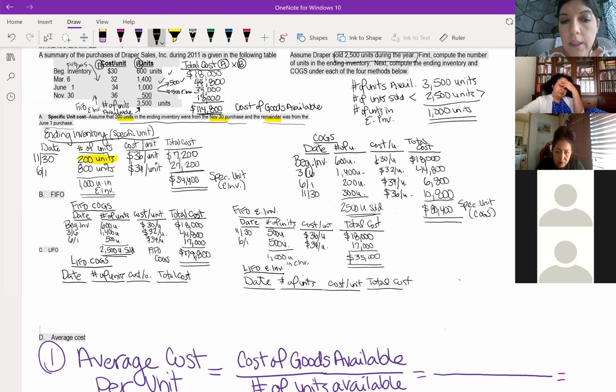When you add up that $79,800 and $35,000, it's going to equal $114,800. It's a check that we're breaking up all of that cost of goods available between the two. Questions on that?